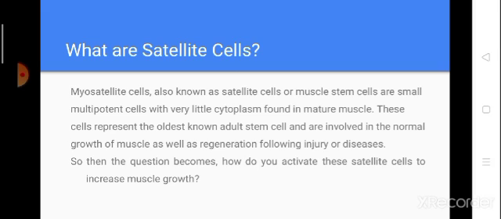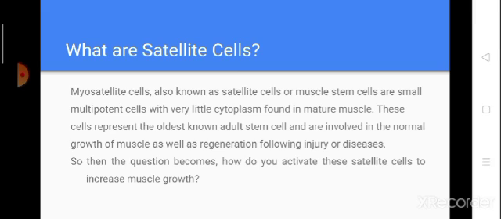As it is mentioned here, these cells are responsible for regeneration from injuries and from disease also. So it's a very important study, as everyone wants to live a very long life and doesn't want to get older early. So you can study this. So the next question arises here. How do you activate these satellite cells to increase muscle mass?